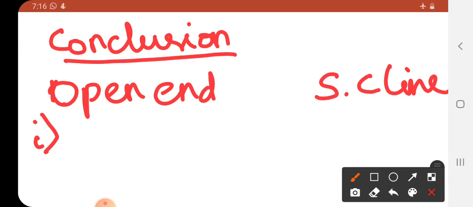Refracted current is 0 under the open end. But whereas under the short circuit line, what is the refracted current? The refracted current is 2I.